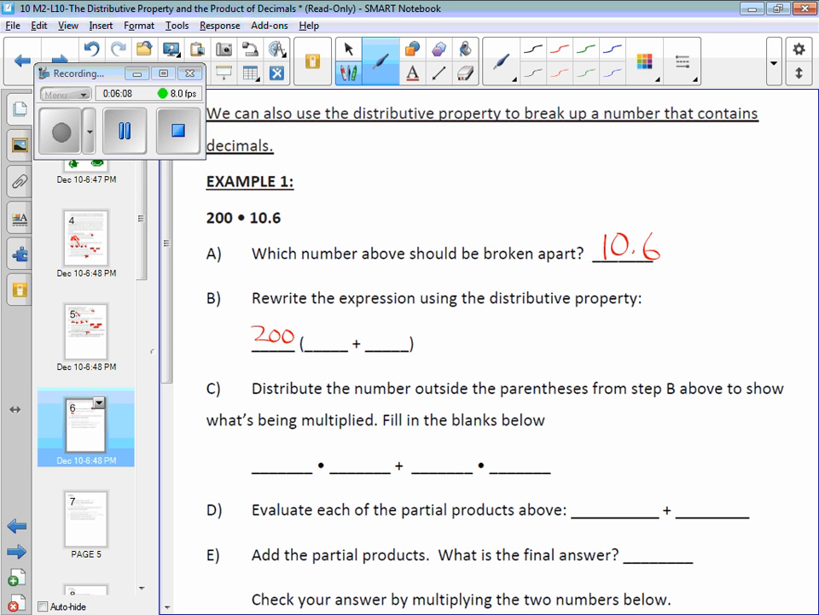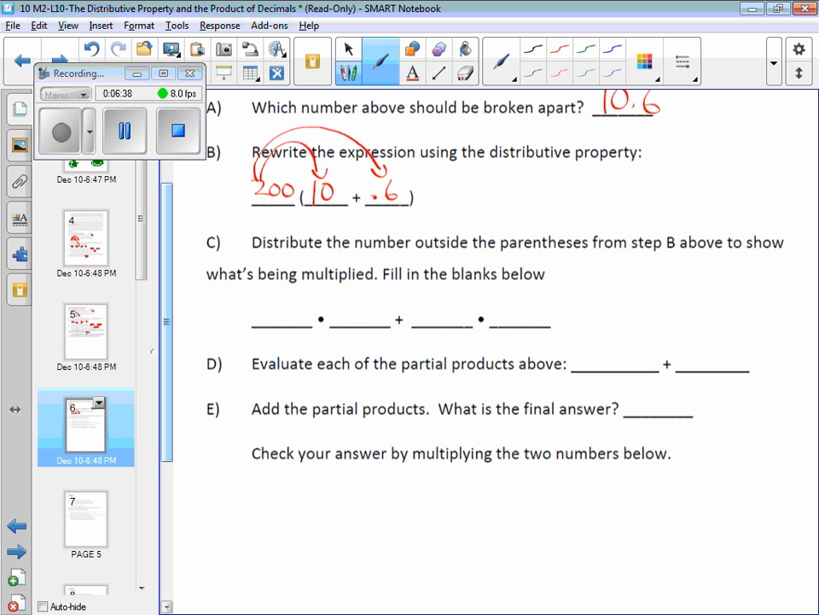Now, I'm curious to know, how do you break up 10.6? Christina. Right, 10 plus 0.6. Don't forget, it's 0.6, not 6, because it's not 16, it's 10.6. Okay, make your little arrows. You're going to do 200 times 10 and 200 times 0.6. And I'm going to show you a little trick on how to do 200 times 0.6 also.